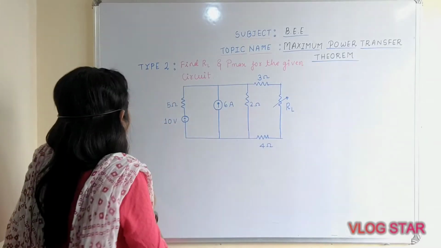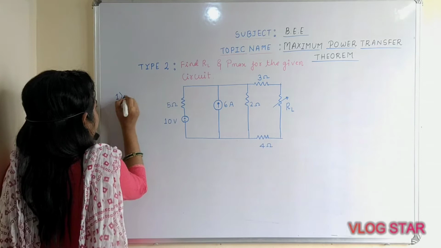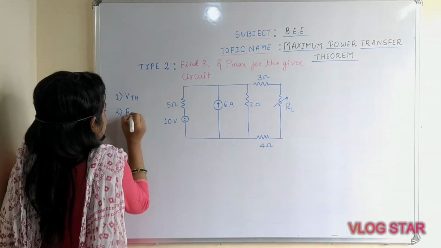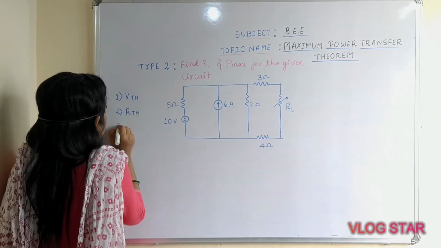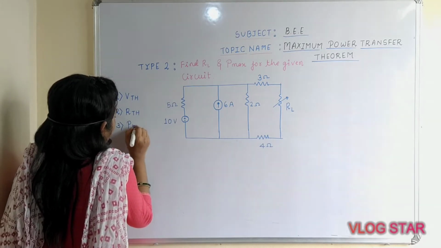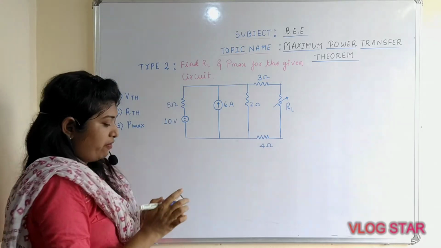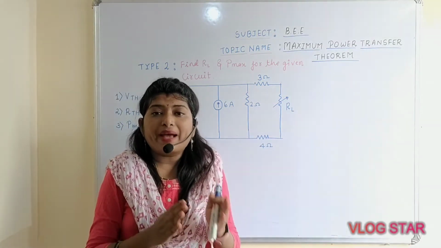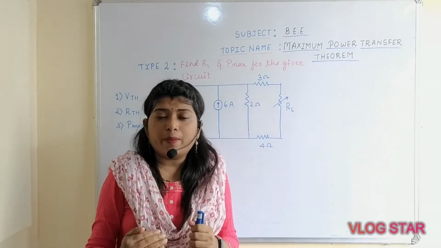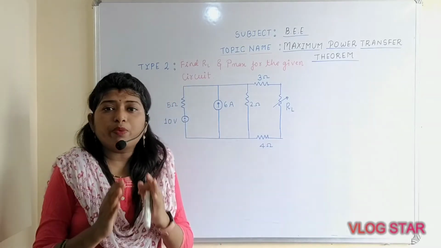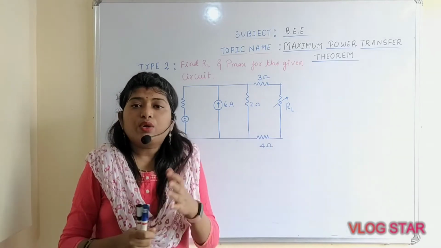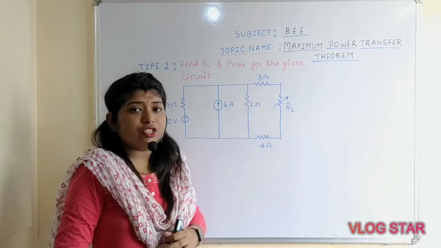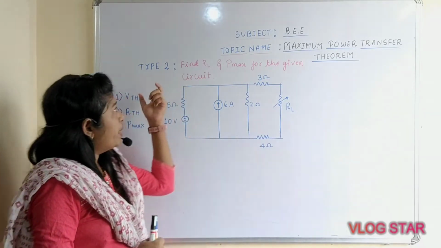So as I told you, the first parameter in the maximum power transfer theorem is VTH, the second parameter is RTH, and finally you have to calculate the maximum power flowing through the circuit with the help of the formula Pmax is equal to VTH square upon 4 RTH. I hope you have remembered all these steps to calculate VTH, RTH and Pmax. So now in today's lecture we are going to proceed with type number 2.